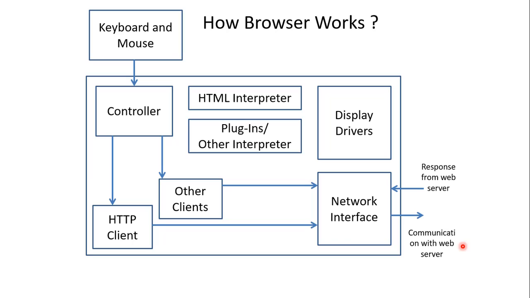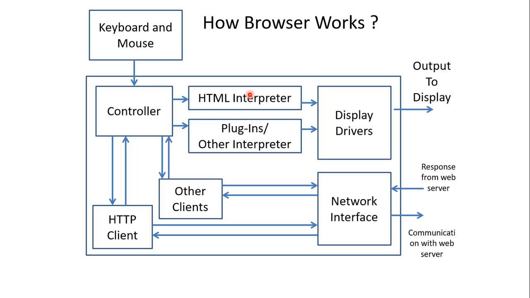So the client sends the request and the server provides the response. This is the opposite side. After getting the response, it goes into the HTTP interpreter, which interprets the data and displays it on the display drivers. So we get the output over here, the output to display. Like this, the browser will work.